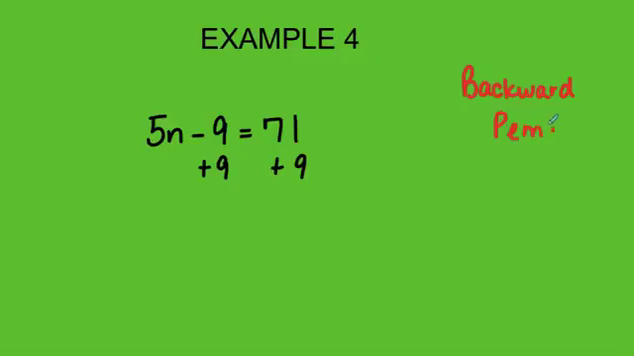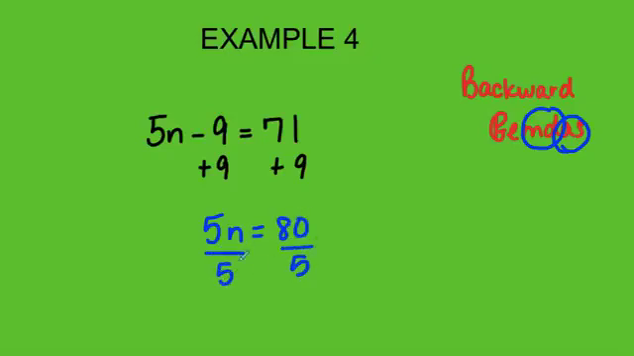Backwards PEMDAS, or GEMDAS, because you have to do the addition and subtraction first, then the multiplication and division, and from there we solve. So I add 9 first, I get 5n equals 80, and then I divide by 5 on both sides because 5's being multiplied to n. I have to do the inverse operation. So then n equals, what is that?